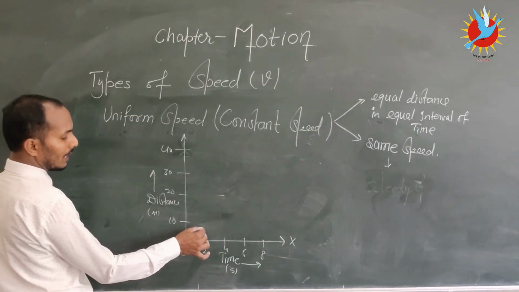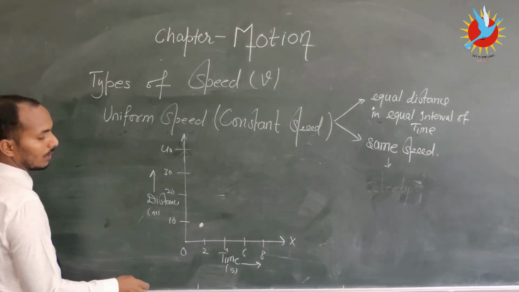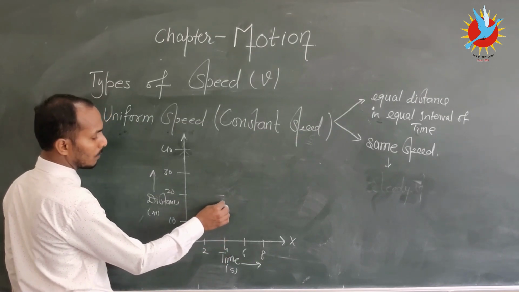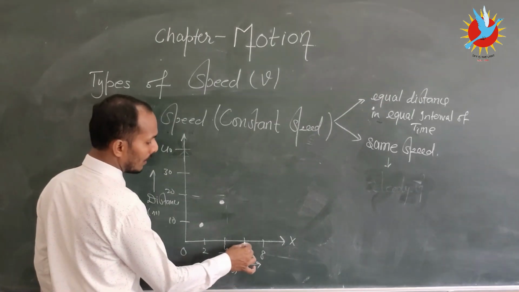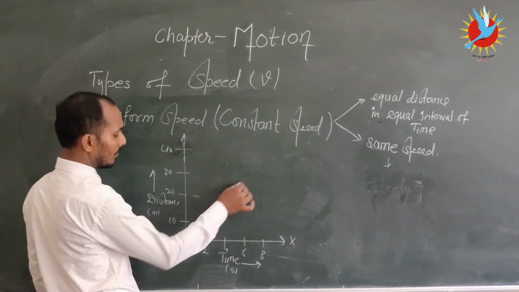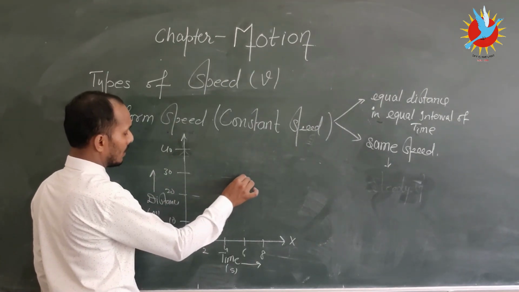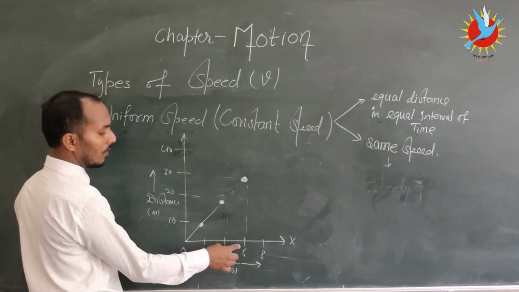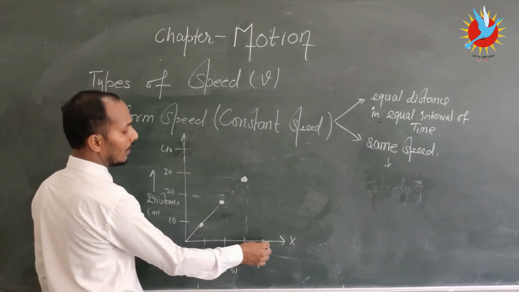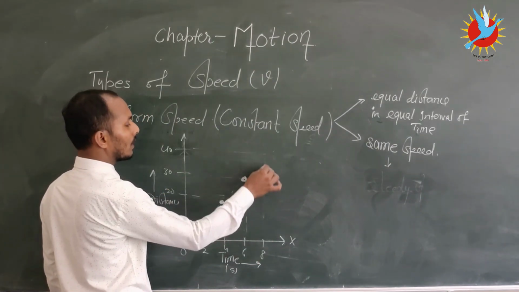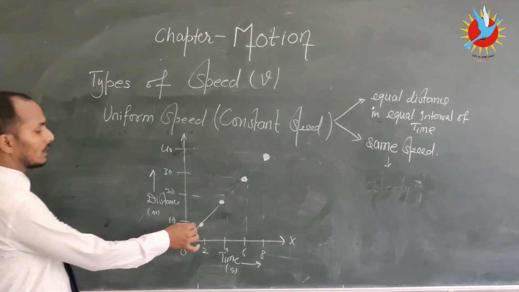In 2 seconds its position is at 10. When it covers 4 seconds, then its position is at 20. When it is at 6 seconds, then it covers 30, there is a position at 30. At 8 seconds, its position will definitely be 40. So these are some coordinates.